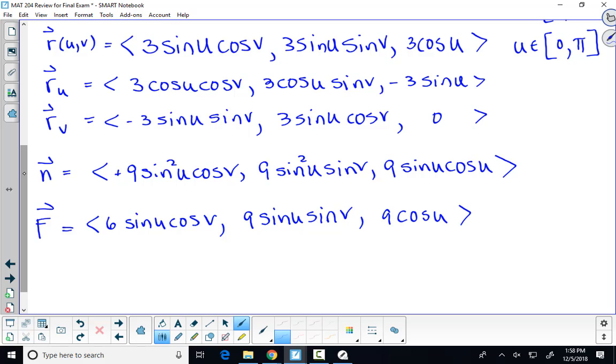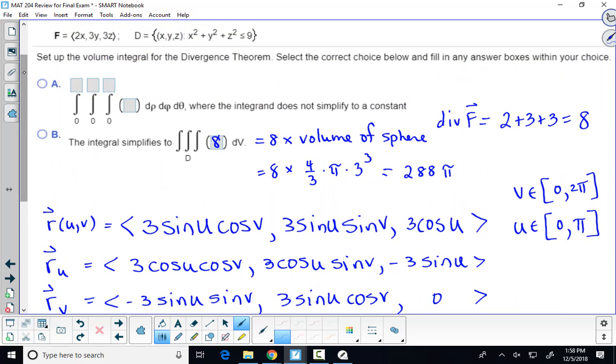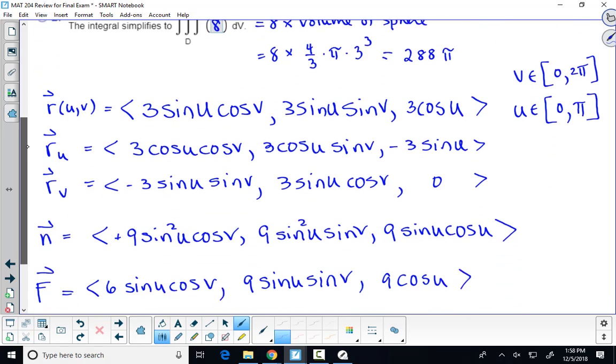Where did you get all that? From the original. We took the field and plugged in our parameterization. Did you dot it at the same time? We haven't dotted yet. Okay. I was going to forget what everything was, so I just plugged the parameterization into the vector field.